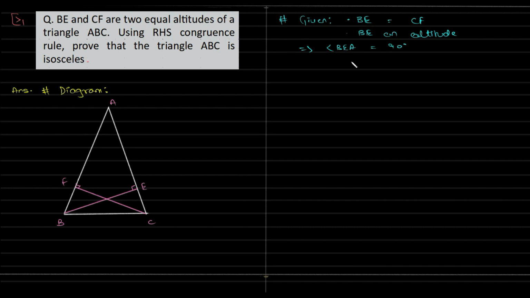Then the next thing that is given is CF is an altitude. This implies angle CFA is 90 degrees. Then by RHS congruency rule, prove that triangle ABC is isosceles. Okay. So to prove triangle ABC is isosceles. Now we have the proof.